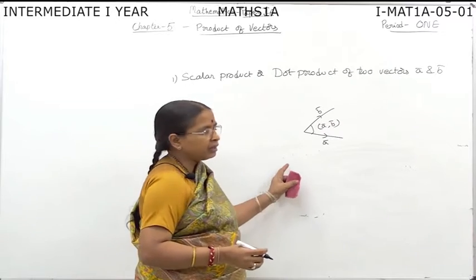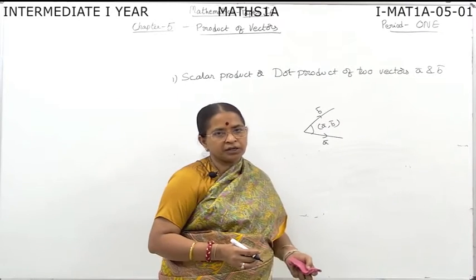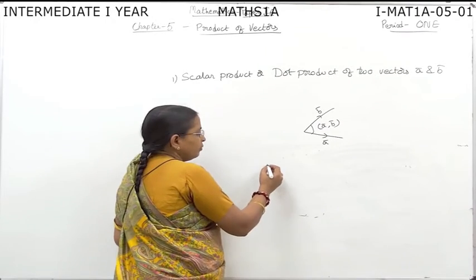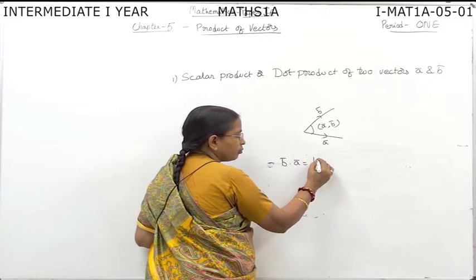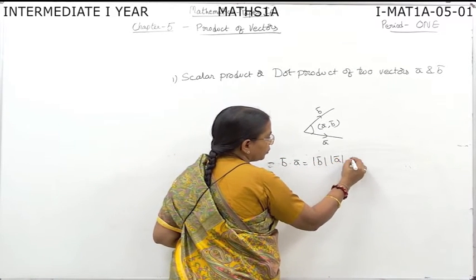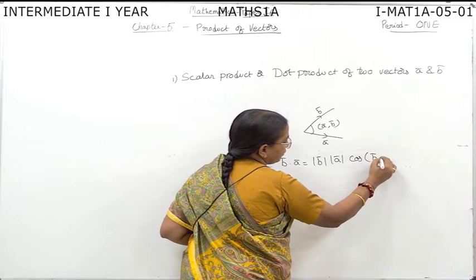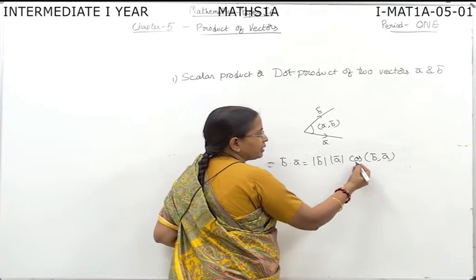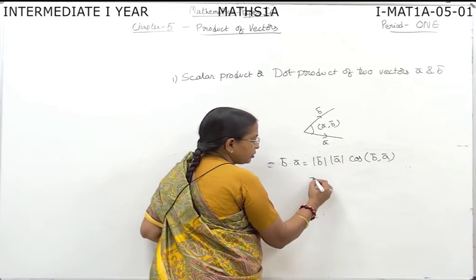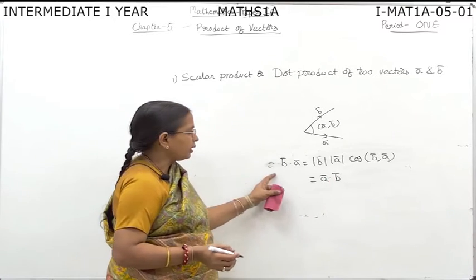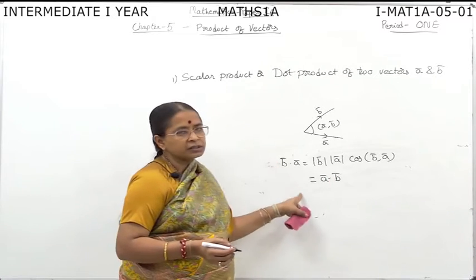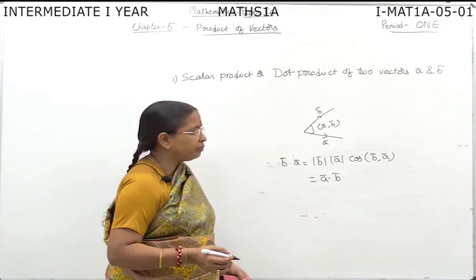You have already learned about this symbol in addition of vectors. Now A dot B, what is B dot A? B dot A is equal to mod B into mod A into cos of the angle between B and A. The angle between A and B is the same as the angle between B and A. So this is the same as A dot B. So this is one property. Dot product is commutative. A dot B is equal to B dot A.